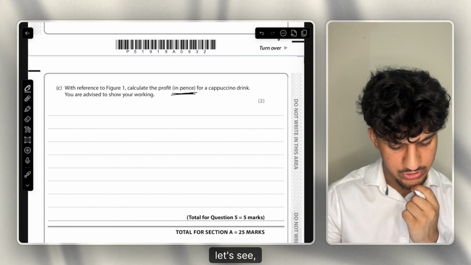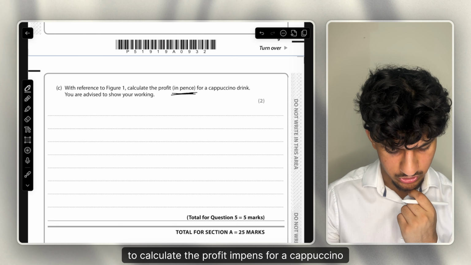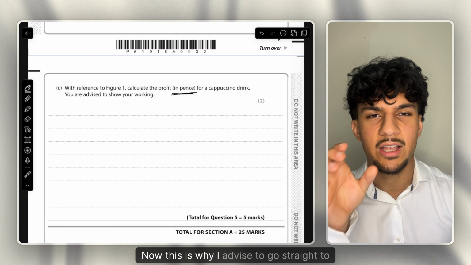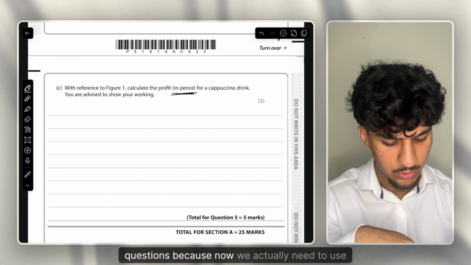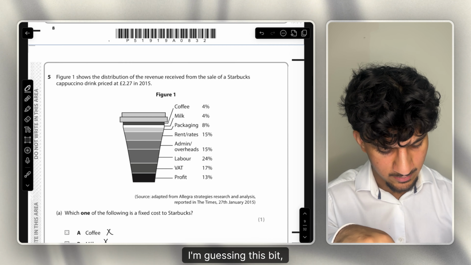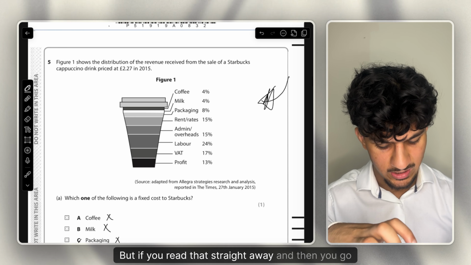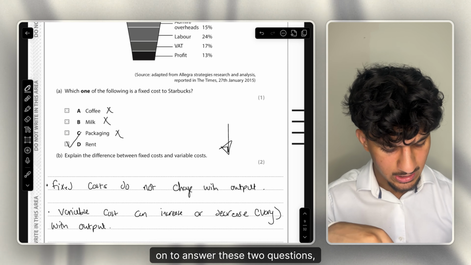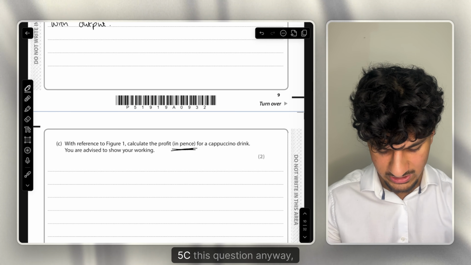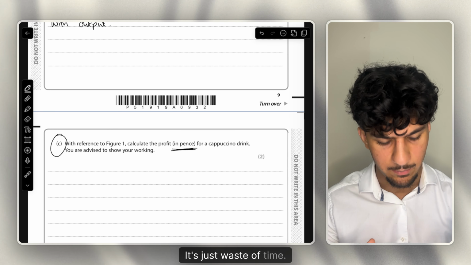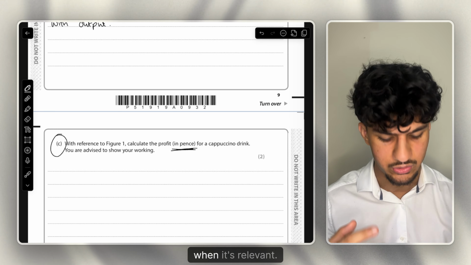But yeah, let's see. To calculate the profit in pence for a cappuccino drink, you are advised to show your workings. So this is why I advise to go straight to the questions, because now we actually need to use this bit of the extract. But if you read that straight away and then you go on to answer these 2 questions, by the time you get to 5c, you're going to have probably forgotten it. It's just a waste of time. So only read things when you need them, when it's relevant.